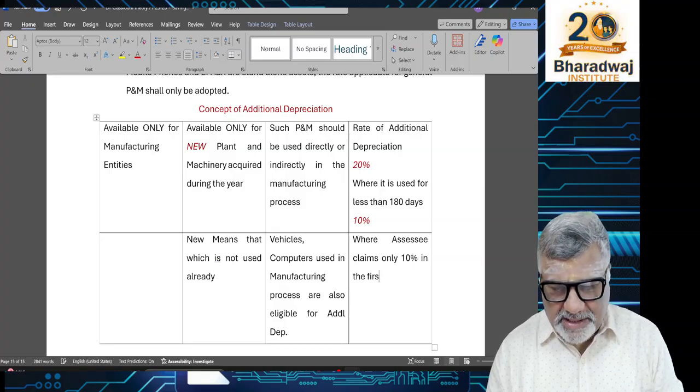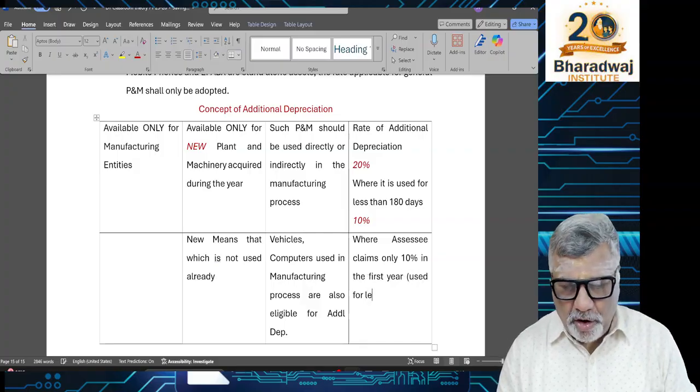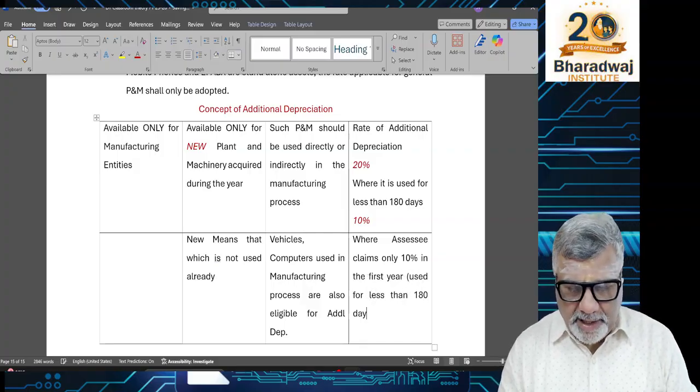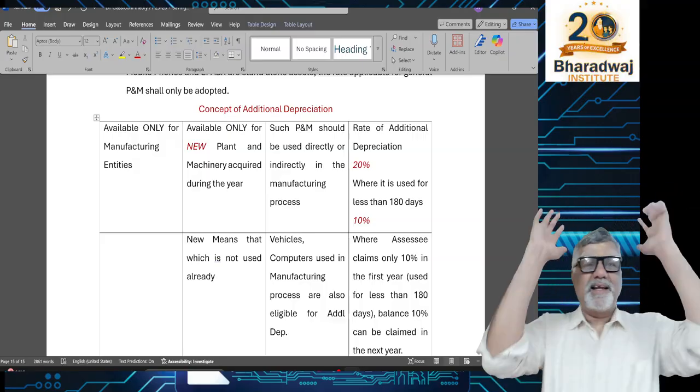10% in the first year. Why should he claim 10%? Because it is used for less than 180 days. The balance 10% can be claimed in the next year, in the immediately succeeding year.